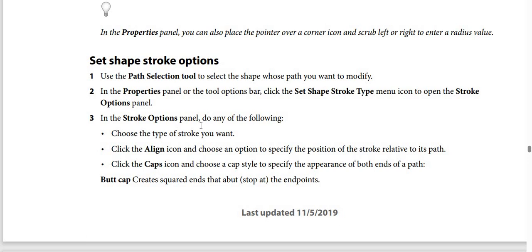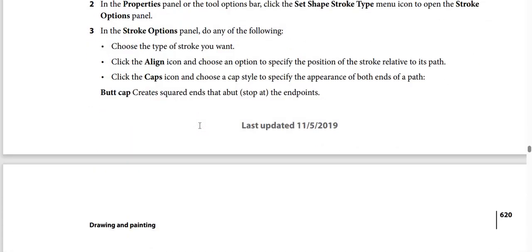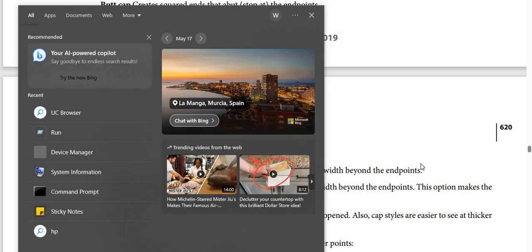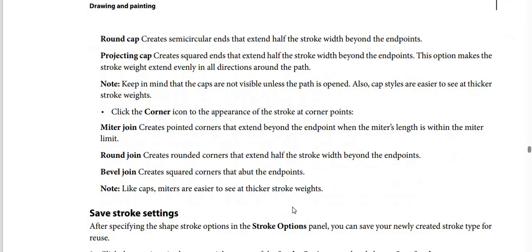Step number 4. You should click the caps icon and choose a cap style to specify the appearance of both ends of a path. And after that, butt cap. Butt cap means it creates squared ends that abut and stop at the endpoints. And what about round cap? Round cap means it creates semicircular ends that extend half the stroke width beyond the endpoints.